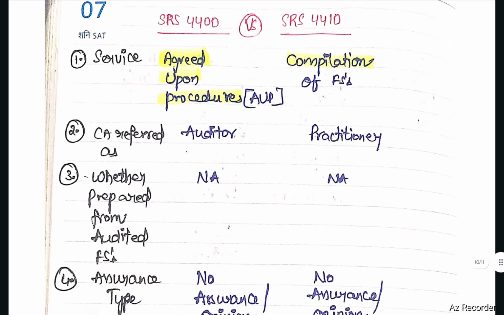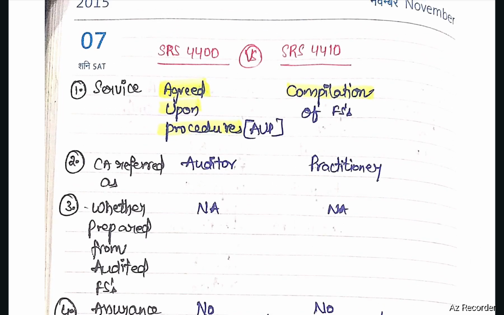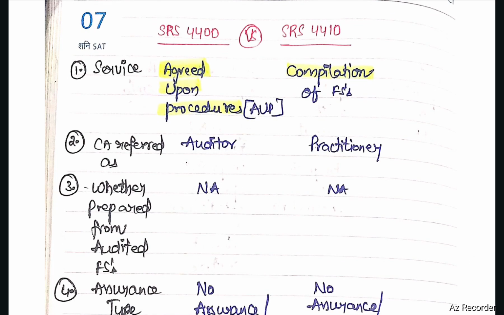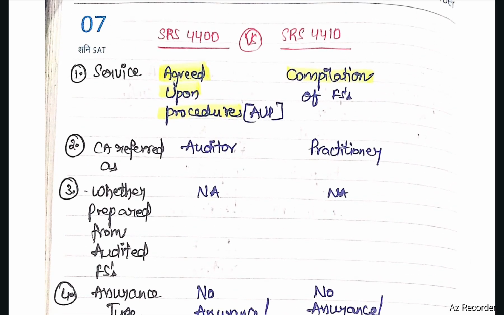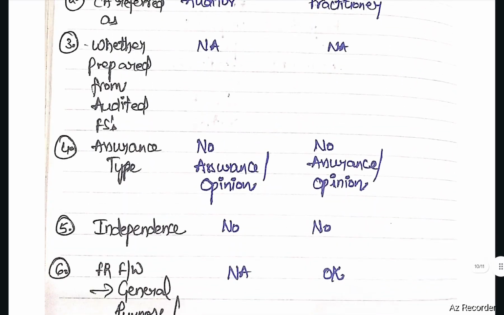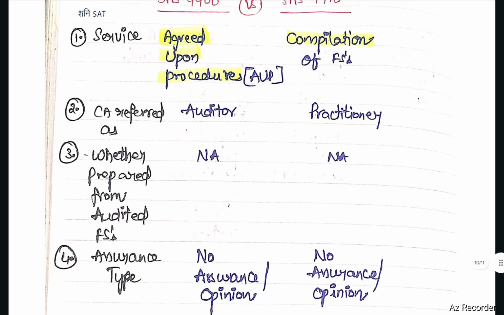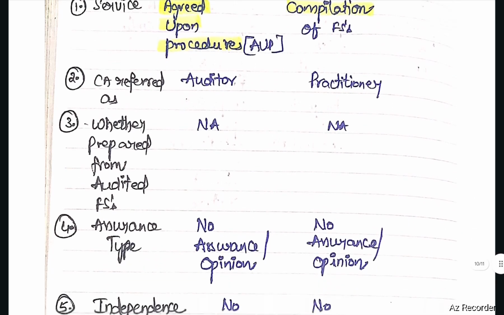Next, the difference between SRS 4400 and SRS 4410. 4400, agreed upon procedures. 4410, compilation of financial statements. In case of SRS 4400, the CA is referred to as auditor. In case of SRS 4410, the CA is referred to as practitioner. Next, whether source data of SRS 4400 or SRS 4410 is prepared from audited financial statements? No. Next, type of assurance. In case of SRS 4400, we give no assurance or opinion. In case of SRS 4410 also, we give no assurance or opinion.